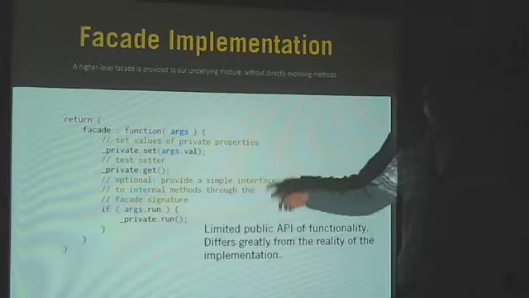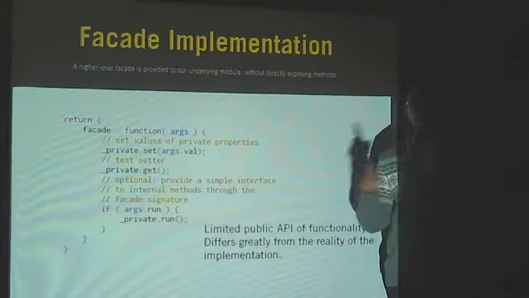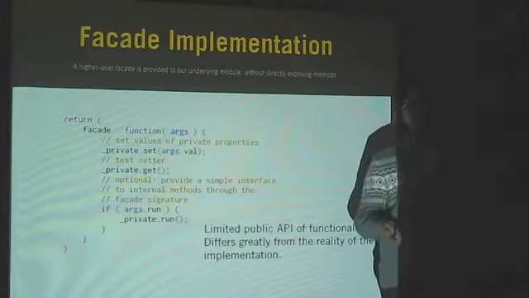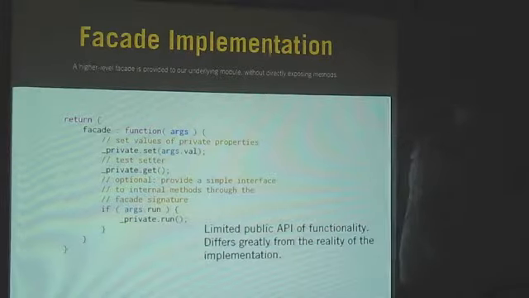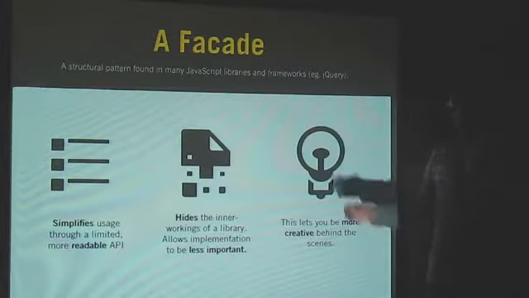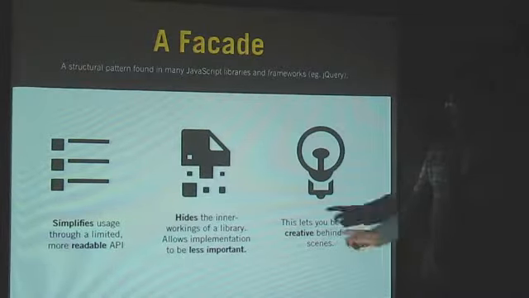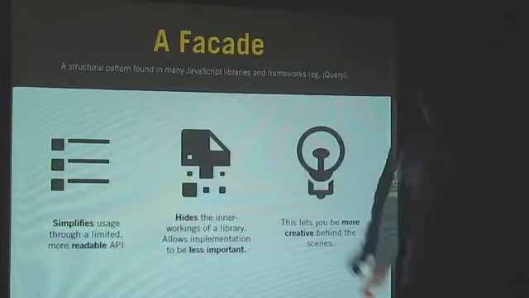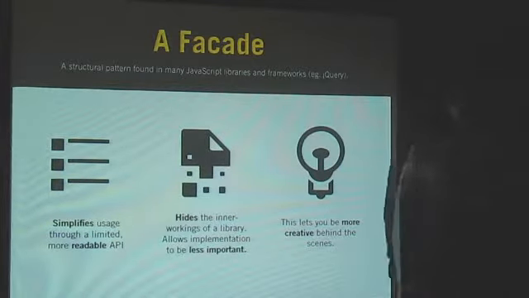I'm going to show you how you can actually use this to implement a system in your application that provides a level of security to stop things breaking. So Facade is a limited readable API. It hides the inner workings of a library, allowing the implementation to be less important. Again, we're using it in jQuery. This allows you to be more creative behind the scenes.